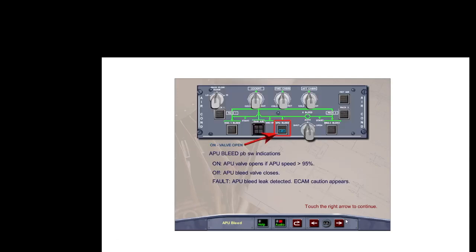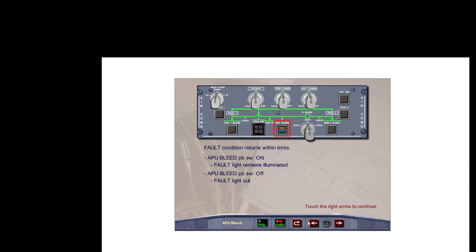With the APU bleed push button switch selected on, the APU bleed valve opens if the APU speed is greater than 95%. When the fault condition returns to a temperature below the maximum and the APU bleed push button switch is on, the fault light will remain illuminated. If the APU bleed push button is switched off, the fault light will go out.